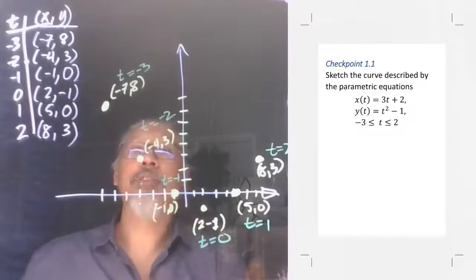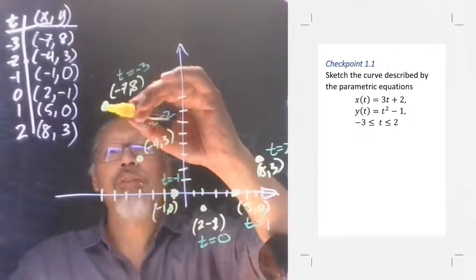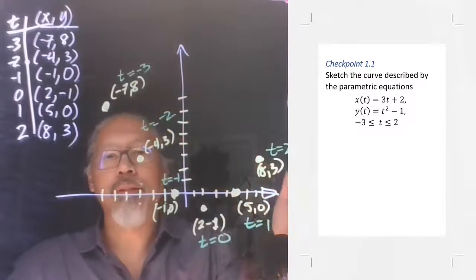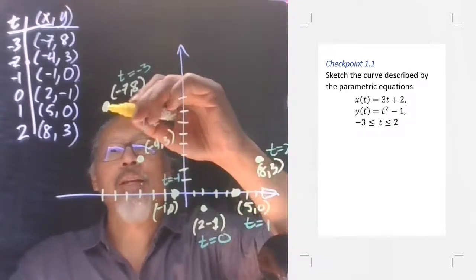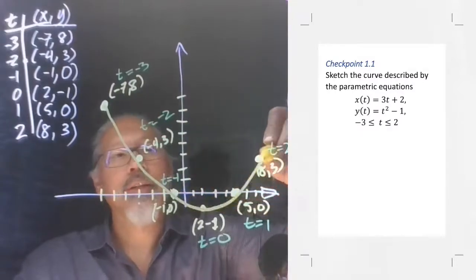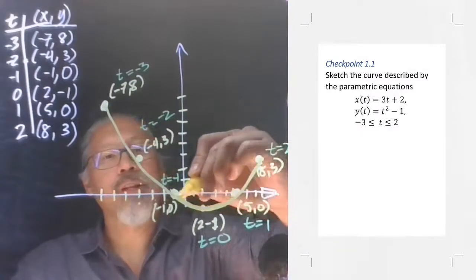Let's draw the graph. And I would just start here. The graph isn't going to go on forever because we have a specific domain. So let's draw the rest of this, and let's stop where we're supposed to stop.